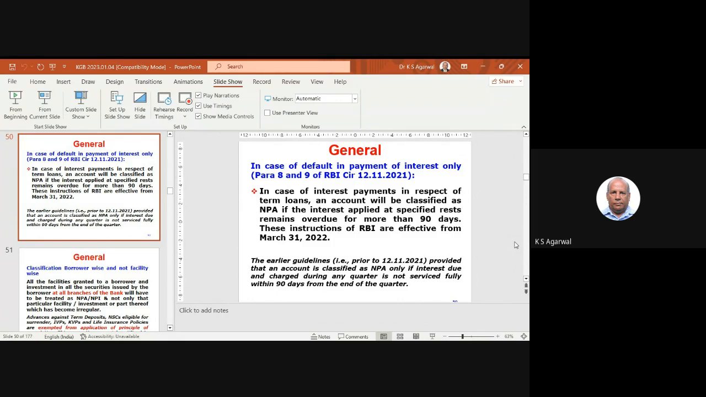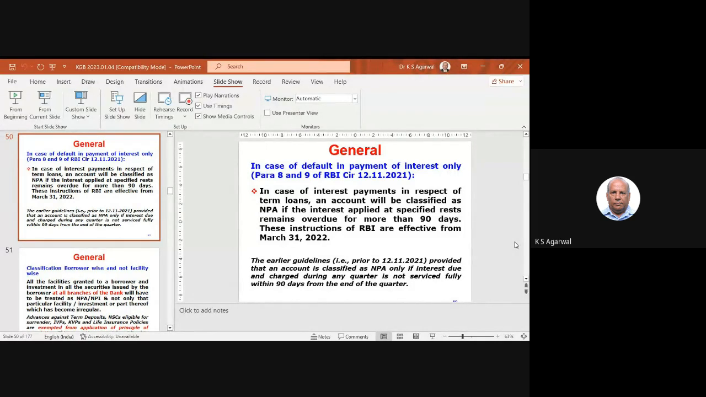Now, this criterion is applicable. This has been stipulated. This is an amendment. This has come into force from 12th November 2021 only. Earlier guidelines were different. What they say, that interest debited during any quarter must be serviced fully within 90 days from the end of quarter. Let me explain it.